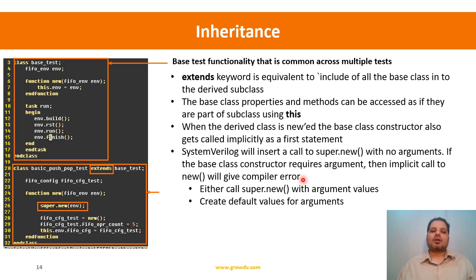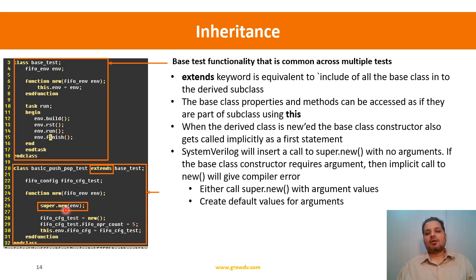The next important concept is what happens to the constructor. When I create an object of the type class basic push pop test, the base class constructor is automatically called. After the base class constructor executes, you execute the constructor of the derived class. It is already getting called implicitly, but in the example I am calling it explicitly. I am calling super.new and passing the argument env. So why am I doing this?